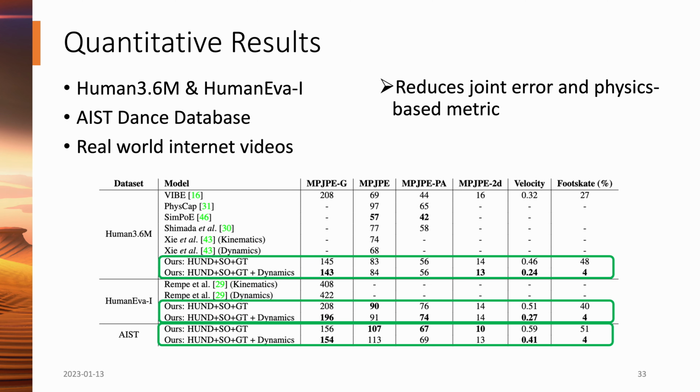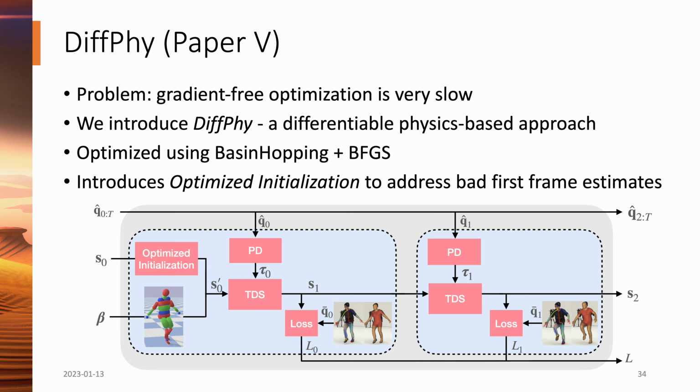We evaluate our method on 4 sets of videos: 3 studio capture datasets, and then real-world internet videos as seen before. Comparing the full results with physics to our kinematic initialization, that is what our first step produces, we note a slight reduction in joint error and a significant reduction in velocity error, as well as physical artifacts such as foot skating. The final paper addresses the high computational complexity in paper 4.